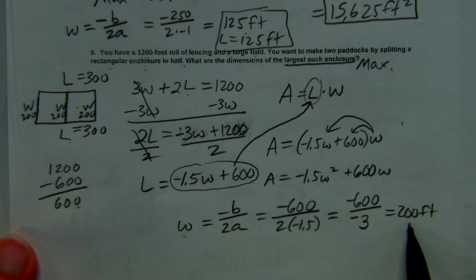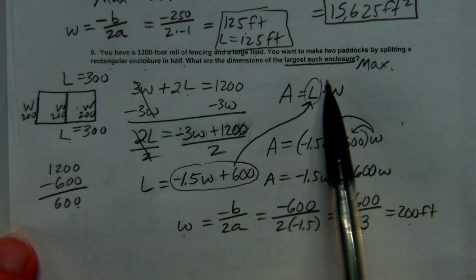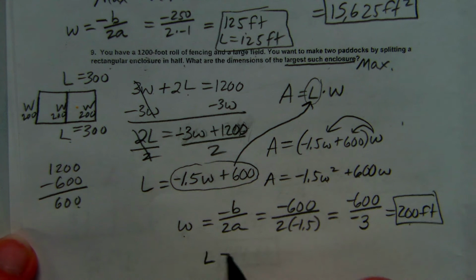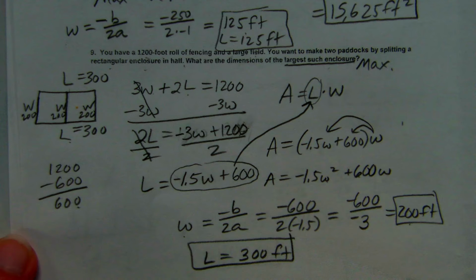You could also take this and put it in for W in one of these equations and figure it out that way. So the width is 200 feet, and then the length would be 300 feet. And that allows us to solve the problem. So it is just a little different.